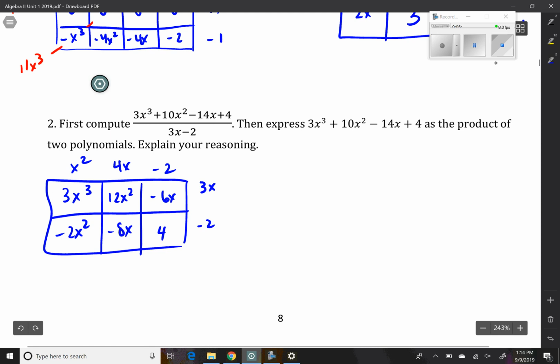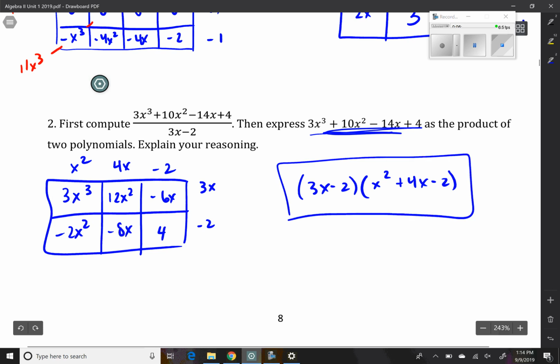So what this tells us is essentially whatever is in these boxes can be represented as a product of these two expressions on the outside. So when it says express this as a product of two polynomials, that product is 3x minus 2 and x squared plus 4x minus 2. They're the factors of this polynomial. So when it says explain your reasoning, you're saying if you were to multiply these two polynomials together, you would get back that cubic expression.